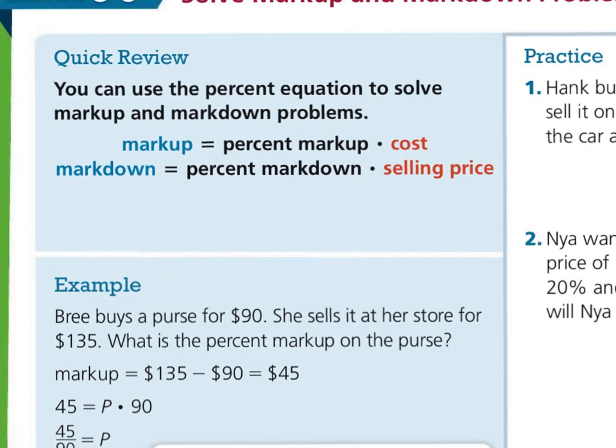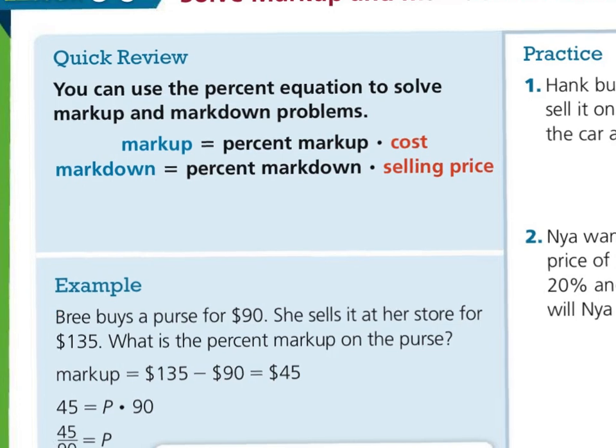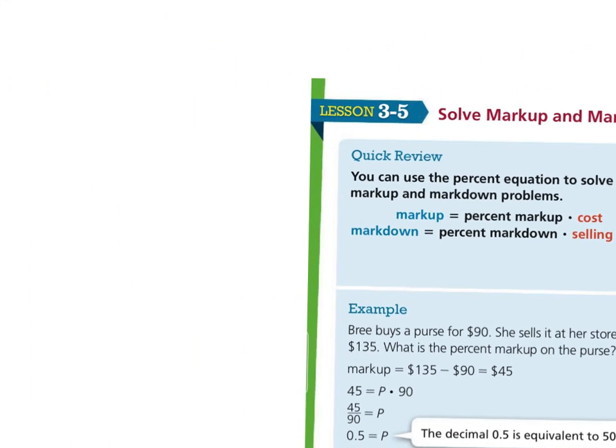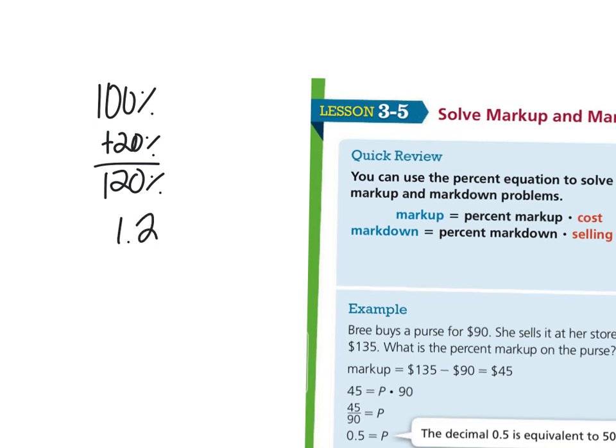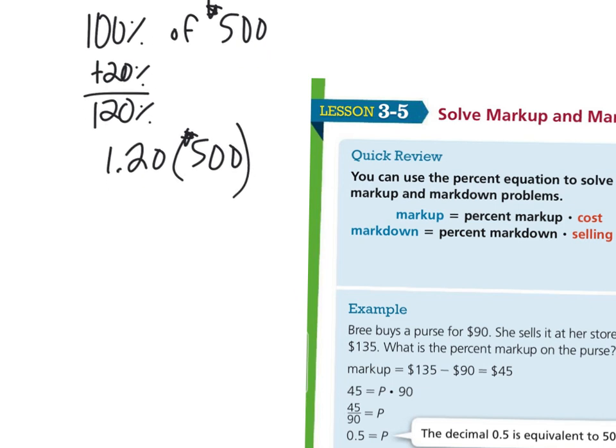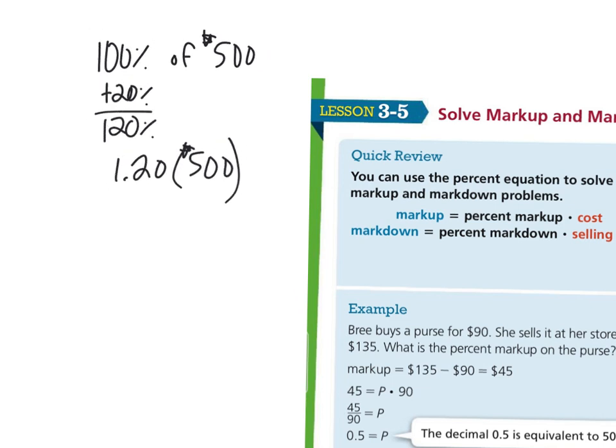Another way is figuring out what percent you're going to pay. For example, if you had a 20% markup, you could say, normally I pay 100%. 20% markup means I'm going to pay 120%. So you could do 1.2 or 1.20 times, let's say it was $500. You could just work that out, and that would actually give you what your final cost would be after the markup.